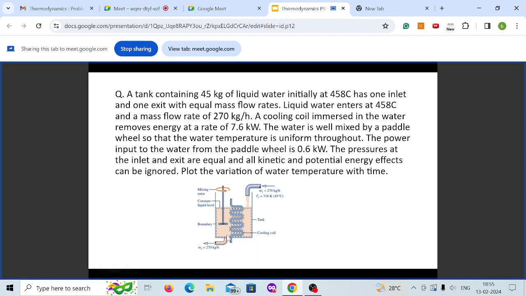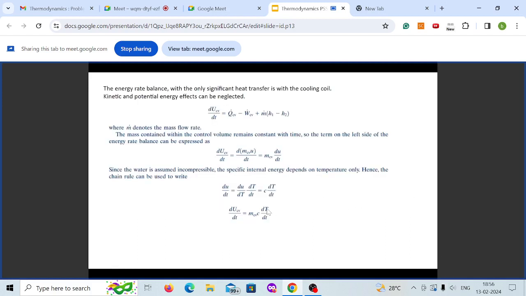So you know the work done by the paddle wheel. You also know the heat transfer occurring between the cooling coil and the water, and the pressures at the inlet and exit are all equal, and you can neglect kinetic energy and potential energy. So now we have to find and plot the variation of the temperature of the water in the tank with respect to time. So how will it vary? We'll see how to solve this.